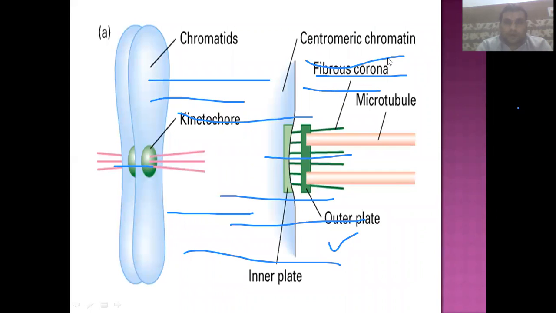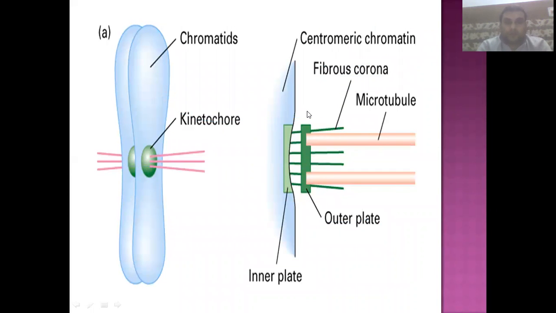So here is the structure of the centromere. You can see from this figure, this is the chromatid region, this is the chromatid region, this is the kinetochore, that is the centromere region, which is also known as the primary constriction. And here the microtubules are anchoring to the kinetochore region. These two are the sister chromatids, this one and this one.